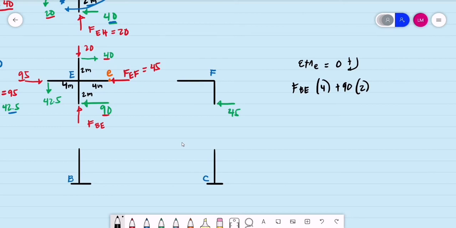Then plus 40. This is multiplied by 2. Minus 20. This is multiplied by 4. Then minus 42.5 multiplied by 8 equal to 0. So computing for the axial force for column BE.